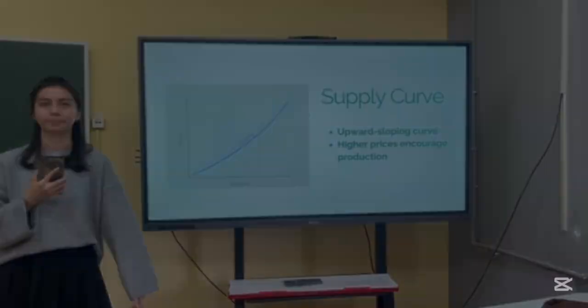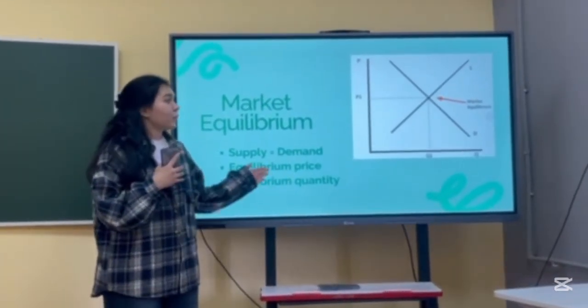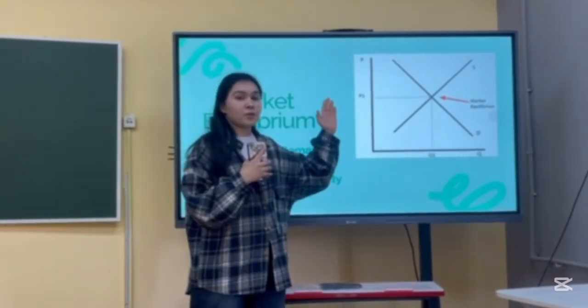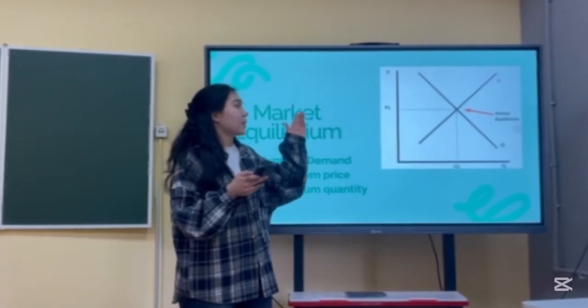produce more. The point where the supply curve and demand curve intersect is called market equilibrium. At this point, quantity supplied equals quantity demanded. This is the equilibrium price, and this is the equilibrium quantity.